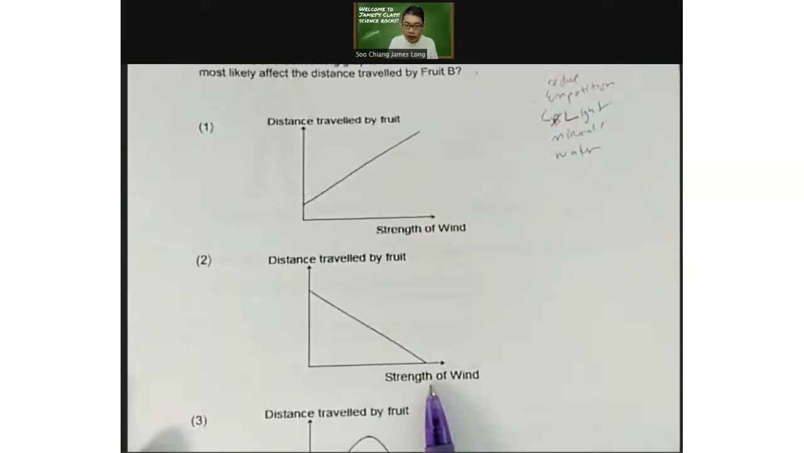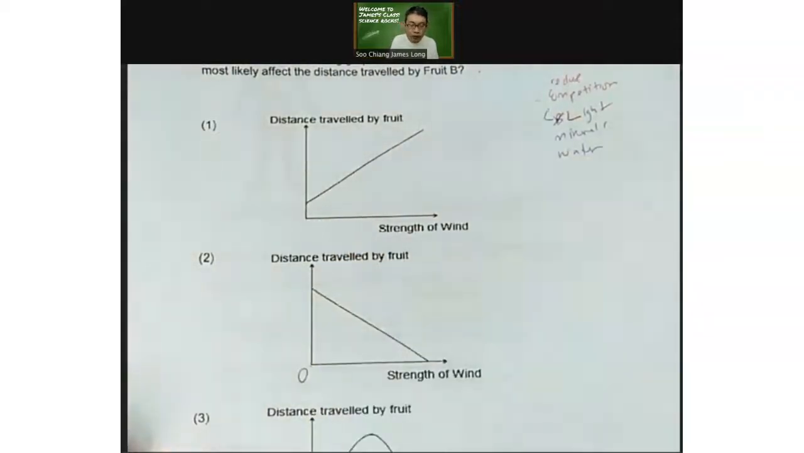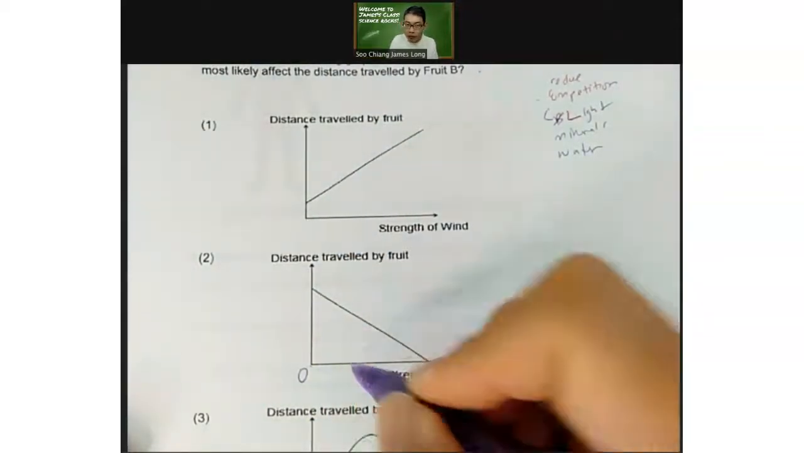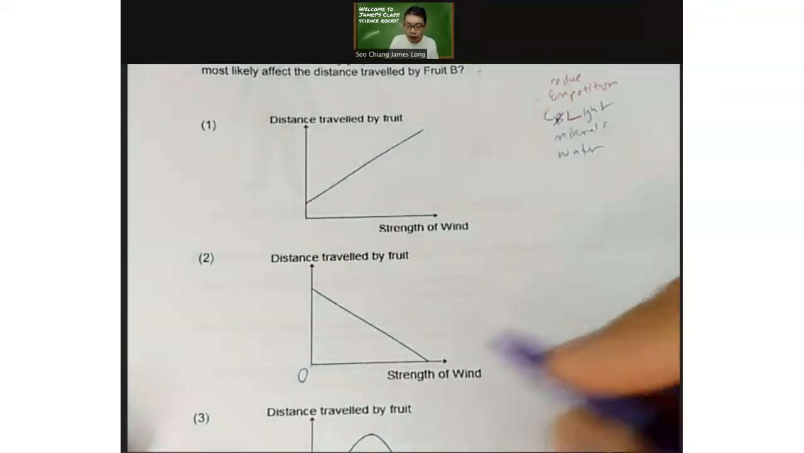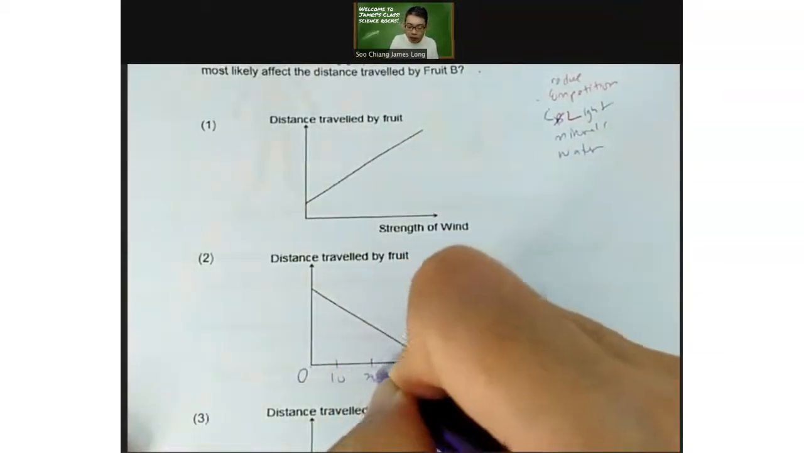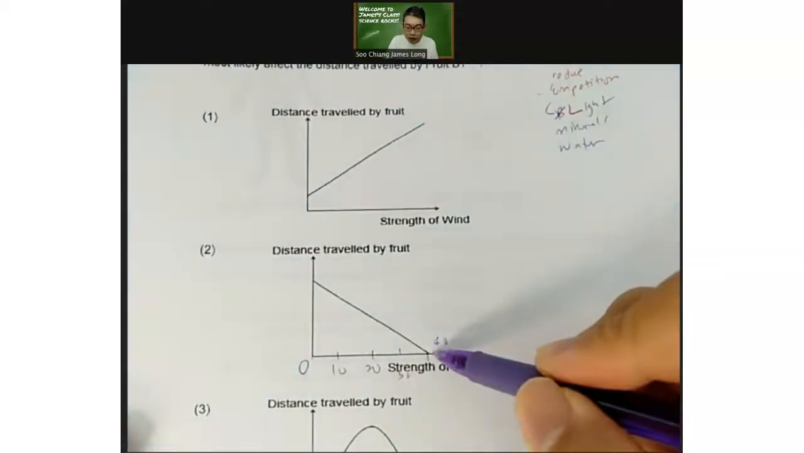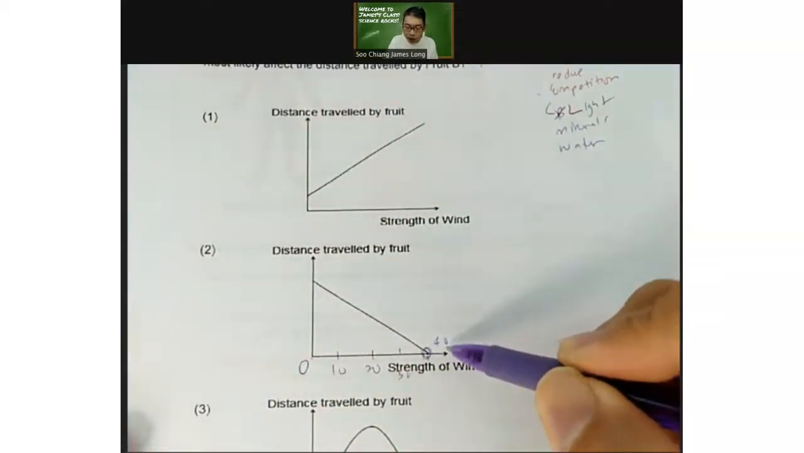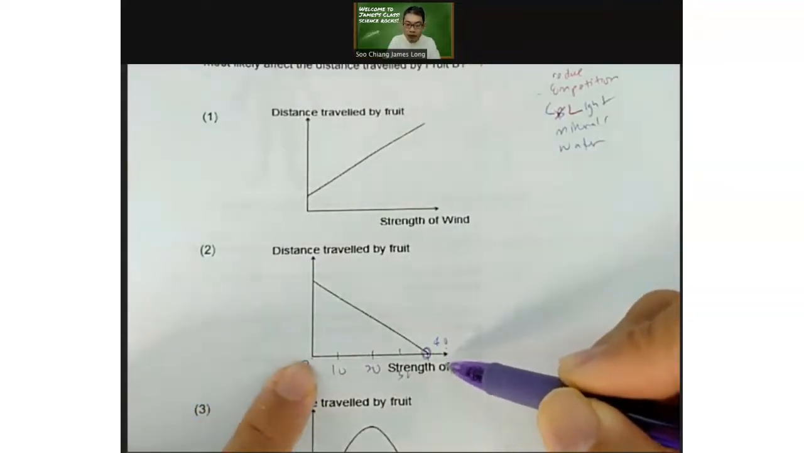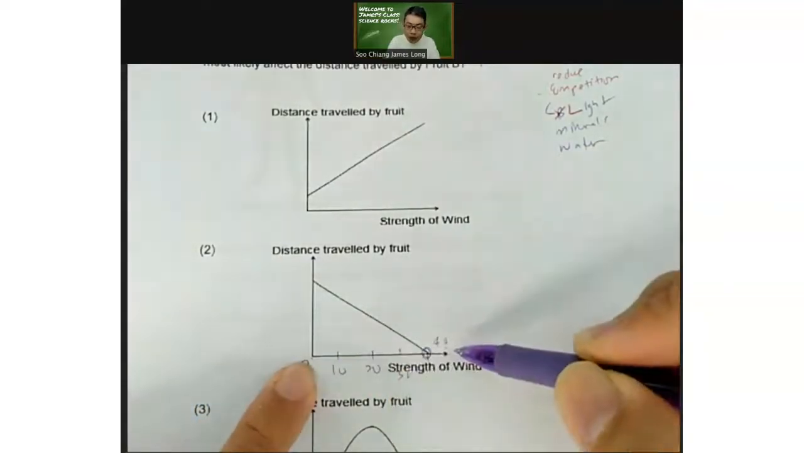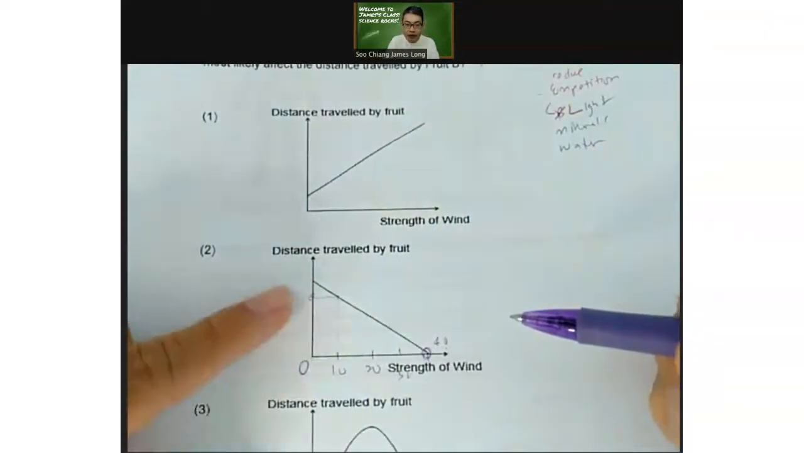With this kind of graph, it's always useful to put in some numbers. Let's say I put in 0 here. This part is always 0. I'm not sure how to measure strength of wind, it's usually by wind speed, like knots, but here let's put 10 units, 20 units, 30 units, and 40 units. Imagine for this graph, for those who chose this: at 40 units, the distance traveled by the fruit is 0. When the wind is weaker, at 10, it travels further. Doesn't make sense, right?